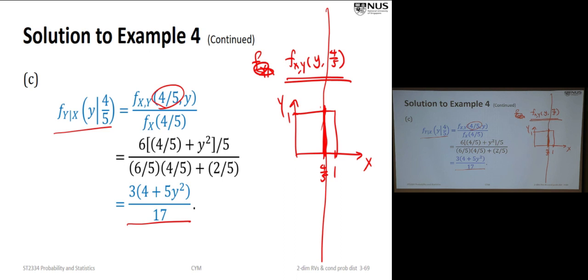Think of the volume under this curved surface over this region, which is 1. And now you just look at part of it. So this will not integrate to 1. So to adjust it, this is the adjustment that we did.